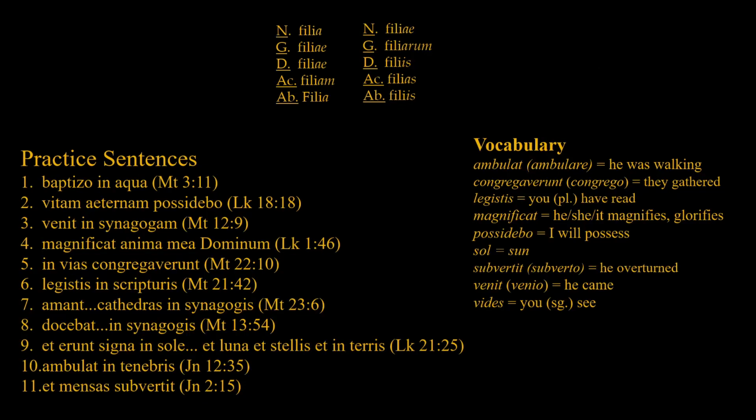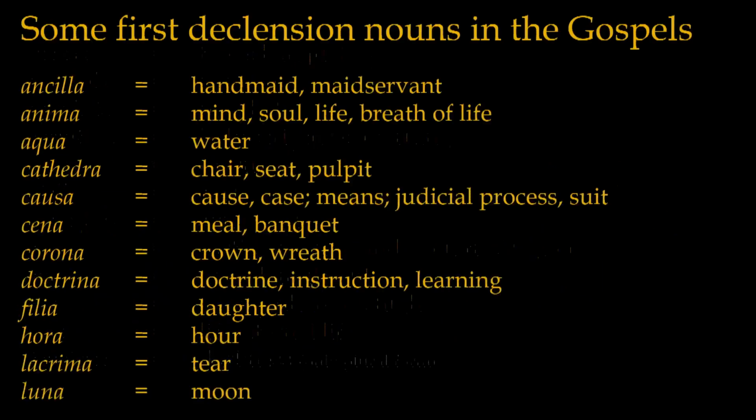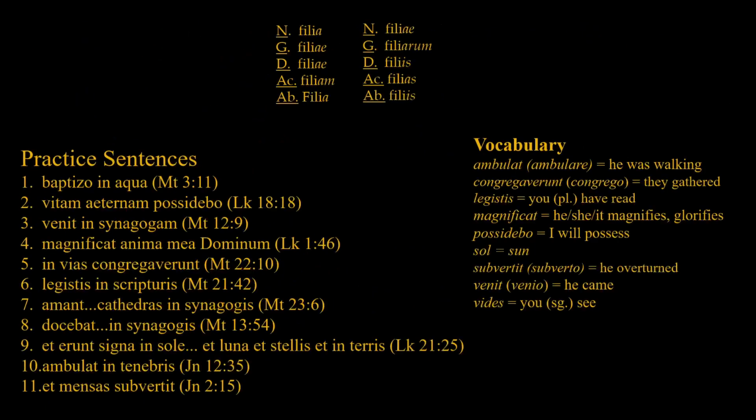Amant cathedras in synagogas. Amant, amare, good first conjugation verb there, to love. Nt ending, third person plural. They love. What do they love? Cathedras in synagogas. Well, let's go back and look. Cathedra, chairs, seats, pulpits, in the plural. And it's got the as ending, so it is the accusative case. They love chairs or seats.